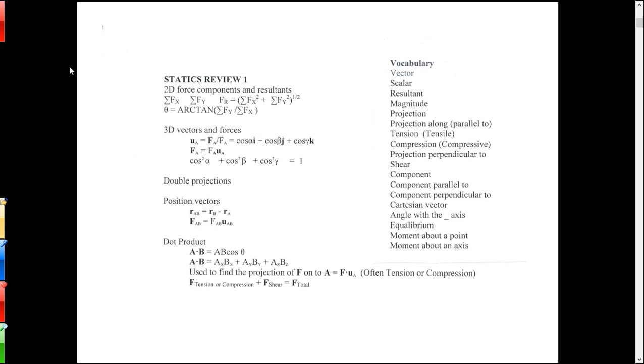All right, so what we've got here on this test potentially is the 2D vectors and the resultants, like what we did at the beginning of the class. Okay, so you should be able to do that. We've got the 3D vectors. A unit vector is a total force vector divided by its own magnitude, and that equals the direction cosines for the force.